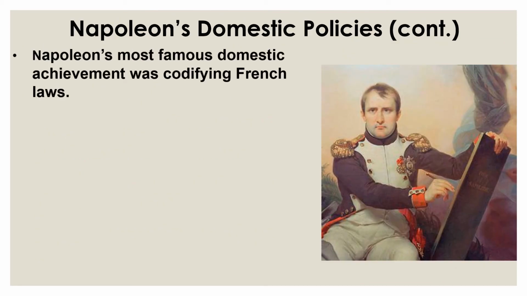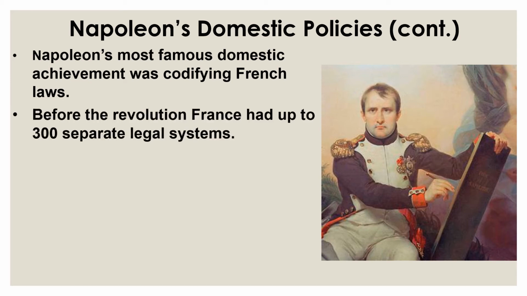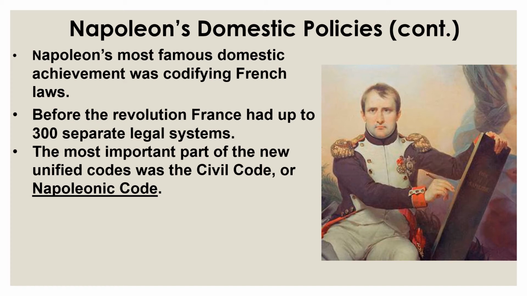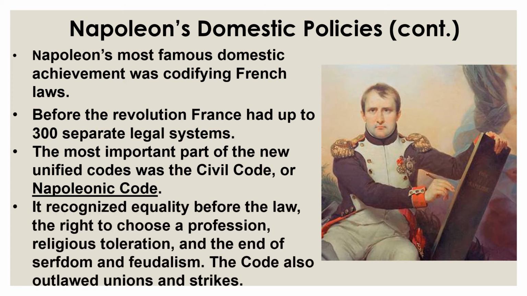Napoleon's most famous domestic achievement was codifying the French laws, creating a new legal code called the Code of Napoleon or the Napoleonic Code. Before the Revolution, France had up to 300 separate legal systems. It was so confusing, so clunky, and just too much. So the most important part of the new unified codes was the Civil Code or the Napoleonic Code. It recognized equality before the law, the right to choose a profession, religious toleration, and the end of serfdom and feudalism. These are all Enlightenment ideals.